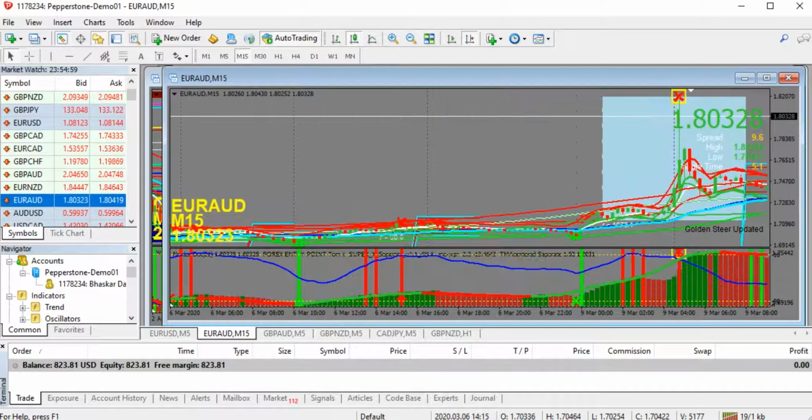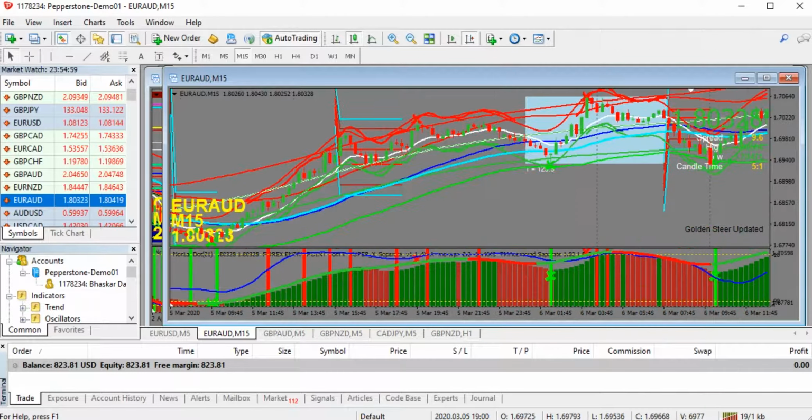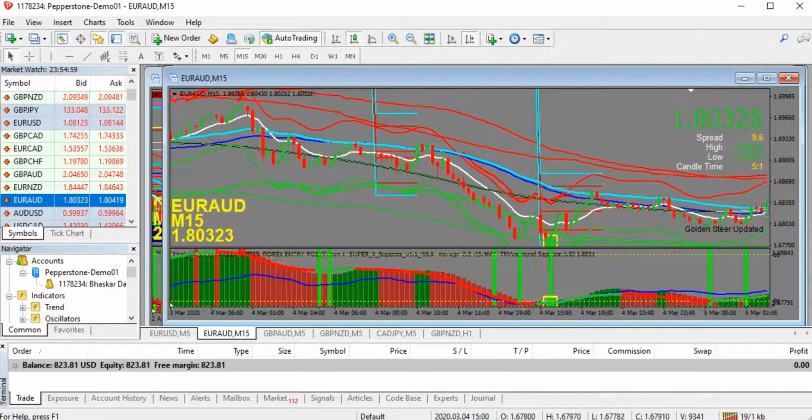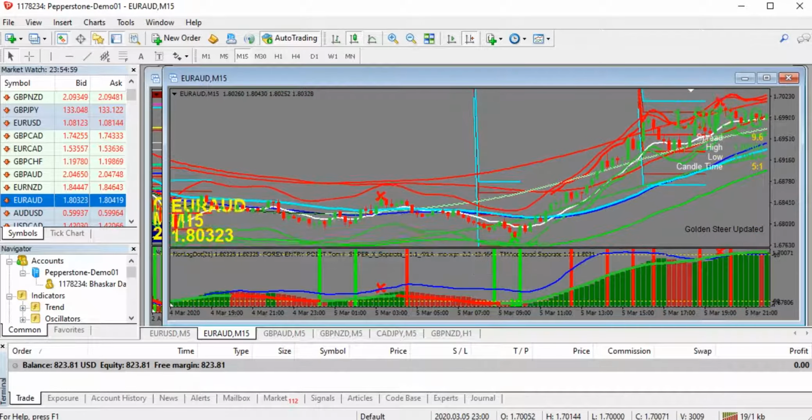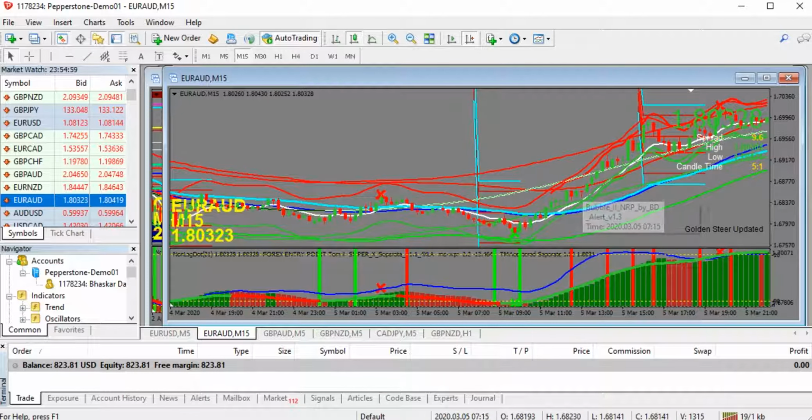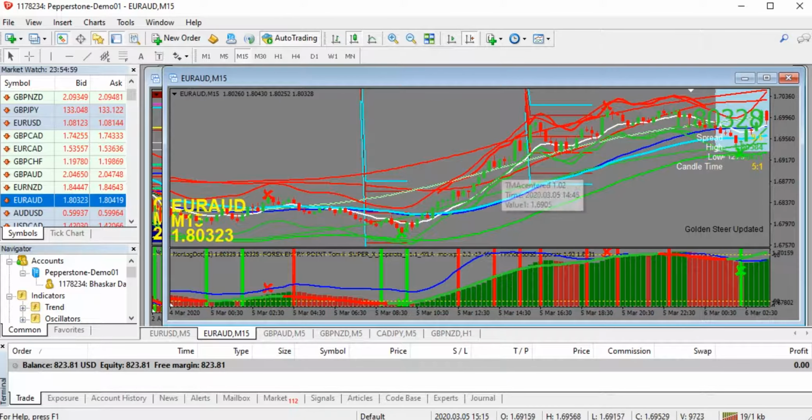Okay, let's see this. This is another bubble setup here. You can see that this is the blue line. Exactly, watch the bubbles, not this but this. It's a good set of pips for you, 20-30 pips for sure.